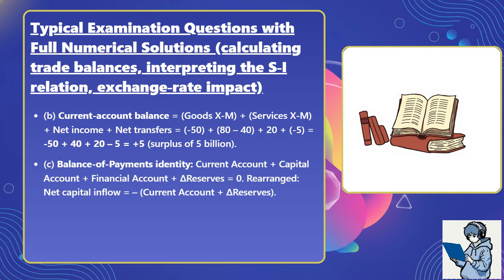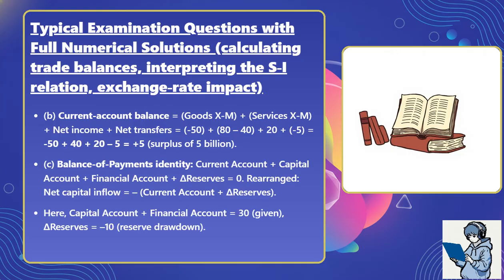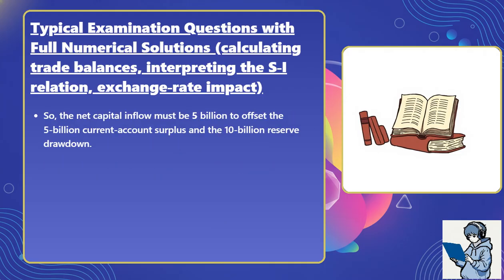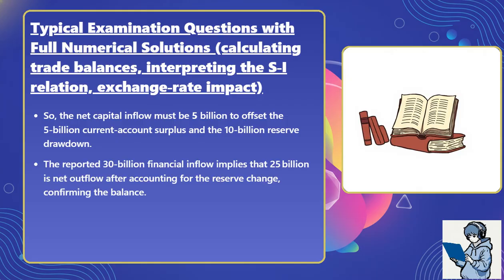Part C: balance of payments identity. Current account plus capital account plus financial account plus delta reserves equals 0. Rearranged, net capital inflow equals negative (current account plus delta reserves). Here capital account plus financial account equals 30, given, and delta reserves equals -10, a reserve drawdown. So the net capital inflow must be 5 billion to offset the 5 billion current account surplus and the 10 billion reserve drawdown. The reported 30 billion financial inflow implies that 25 billion is net outflow after accounting for the reserve change, confirming the balance.